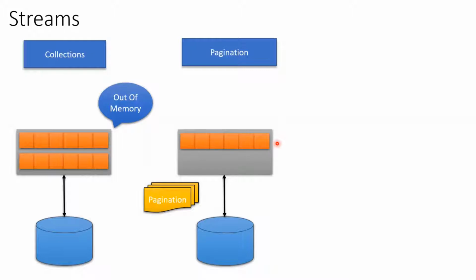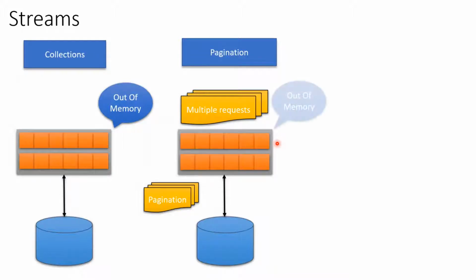Now assume you get multiple requests at a time, maybe 100 or 50 requests at a time, and all of them start from page 1. In this case the same problem occurs, right? All the requests will demand the same page, and those pages will again get loaded into memory, and you'll get an out of memory error. So even pagination has its own drawback.